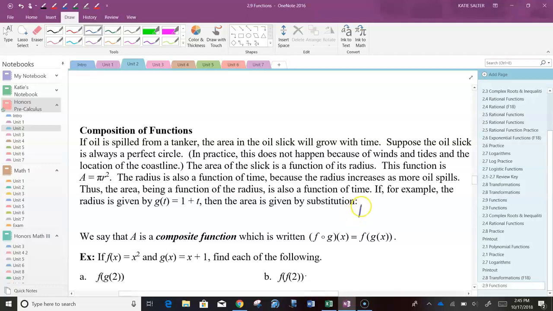So if we wanted to compose a new function where it was just the area in terms of the time, we would have to substitute the function that represents the radius into our area function. So our new function would be A of t equals pi, where the radius is, we substitute in (1 plus t) squared. This is composition of functions.